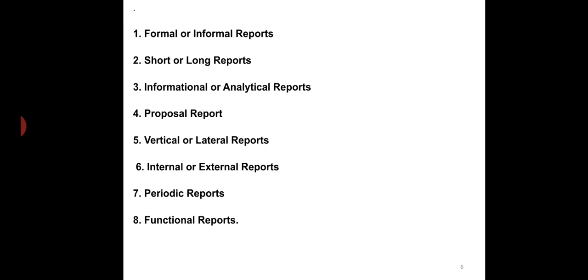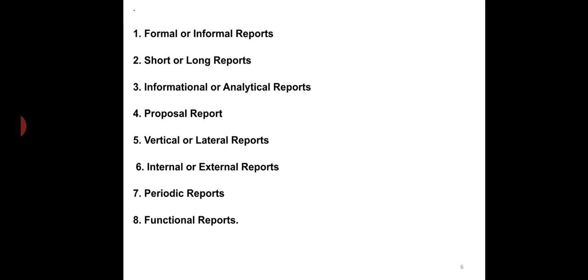For example, a production department report is passed to the finance department, or a sales department report is passed to the finance department, likewise. So at the same level of the organization, the report is moving from one department to another department, that is horizontal report.